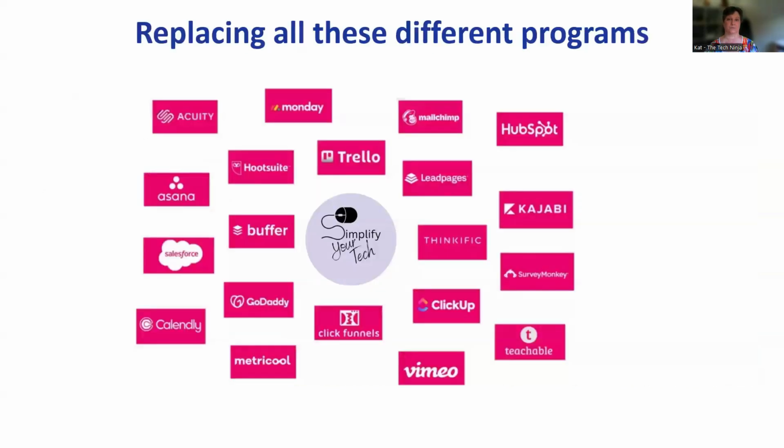Simplify Your Tech replaces all of these different programs. So no more learning and paying for other various programs, or even more importantly, trying to figure out how to get things that are not designed to work together to talk to each other. I know there's Zapier out there, and Zapier is wonderful, but sometimes it's not the most intuitive program.